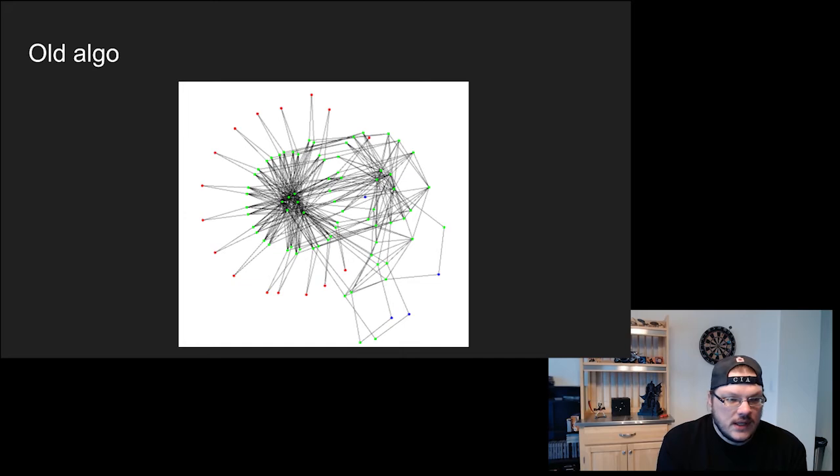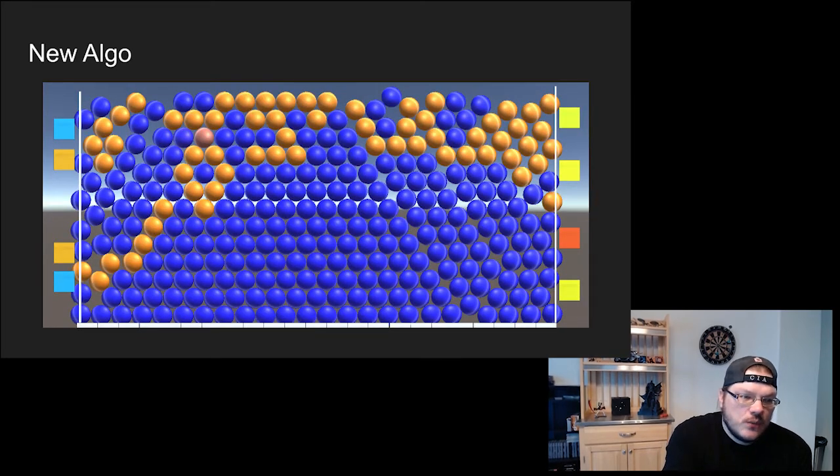thinking about it and struggling with the current approach, I ended up deciding to go with Unity, and this is the current solution or current functionality. It's a little more chaotic, but you have your inputs, which are the light blue, with the activated inputs, which are like the orange color. And then we have the outputs, which are the yellow, with the desired or activated output, which is the red. And then all the blue balls are the neurons.